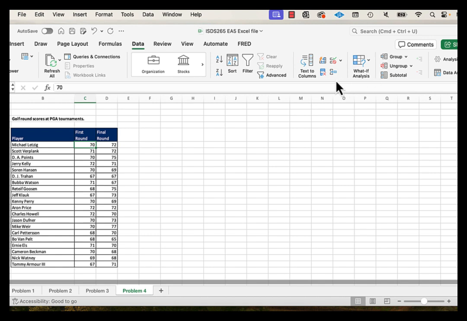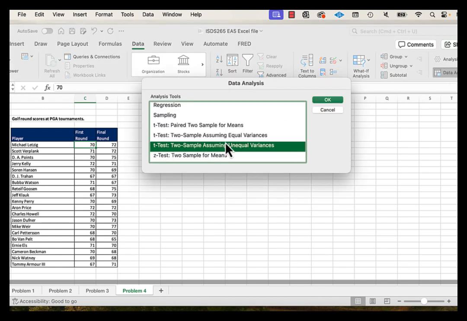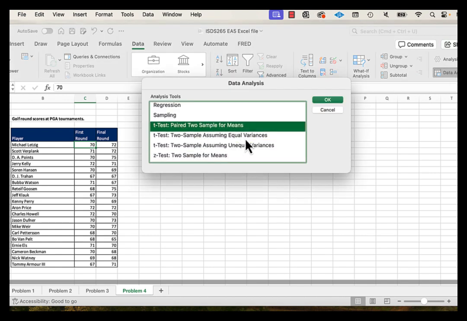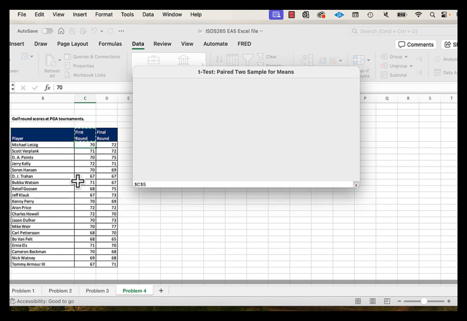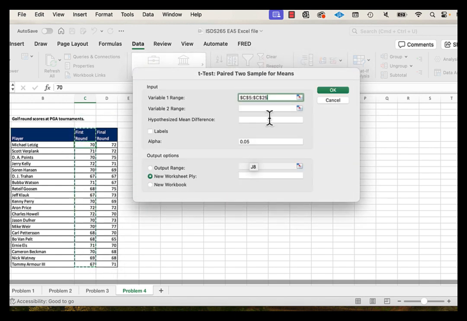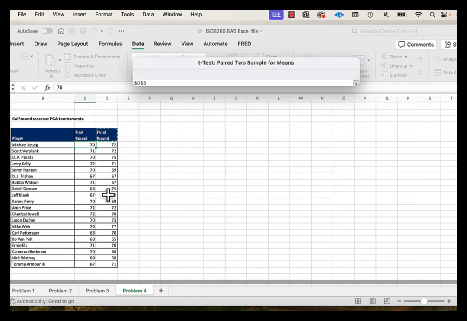So the claim you are addressing is that the mean scores do not change, so they're essentially the same. They're not higher or lower on the final round, so that makes this a two-tailed test. We go to Data, Data Analysis, and we have a t-test: paired two sample for means. That's the one we want. Click OK. Variable 1 range is the first round. Variable 2 range is the final round.